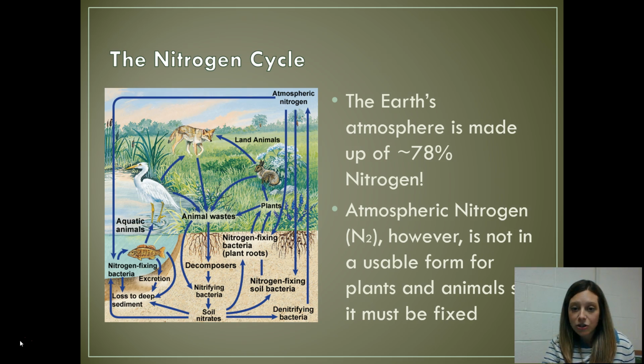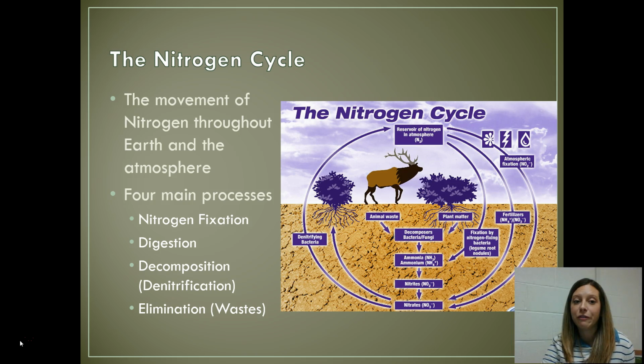Okay. As it turns out, nitrogen, when you think of the atmosphere, you probably think of oxygen, right? But as it turns out, most of the atmosphere is actually nitrogen. It's about 78% of the atmosphere is nitrogen. But the problem is that the form that nitrogen is in the atmosphere, atmospheric nitrogen, is not a usable form for plants and animals. It has to be changed so that it can be used by plants and animals. So that atmospheric nitrogen has to be what's called fixed.